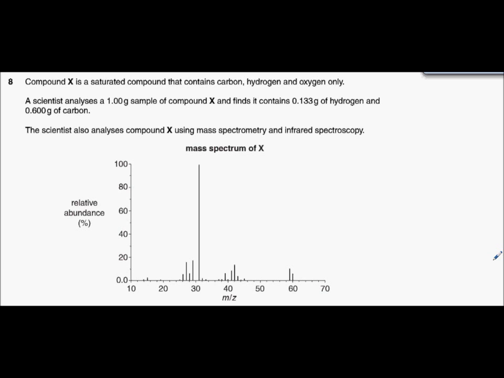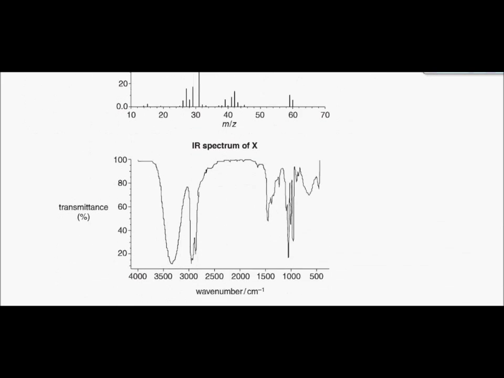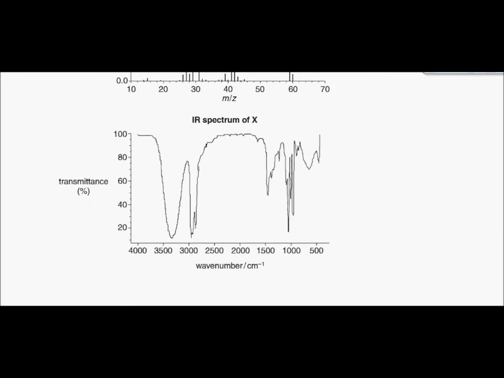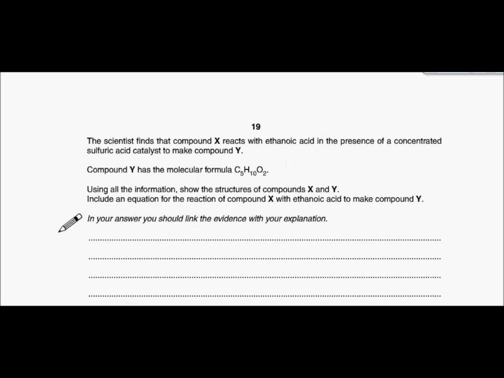So, compound X is a saturated compound that contains carbon, hydrogen and oxygen only. You're given some masses, you're given a mass spec, you're given an IR spec, and then it asks you on the following page, using all the information, show the structures of compound X, which is where I'm going to start, and compound Y, which we'll have a look at in a moment, and include an equation for the reaction of compound X with ethanoic acid to make compound Y.